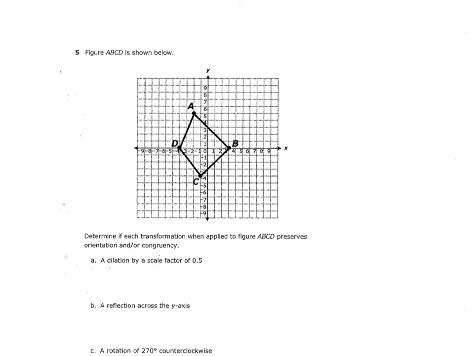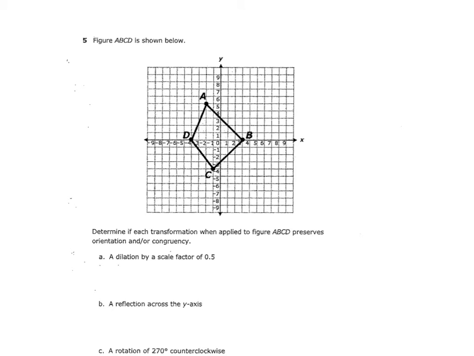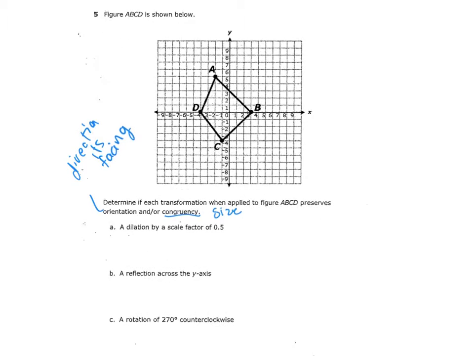Number 5, figure ABCD is shown below. Determine if each transformation when applied to figure ABCD preserves orientation. Remember, that's the direction it's facing. And then congruency is the size and shape, technically.